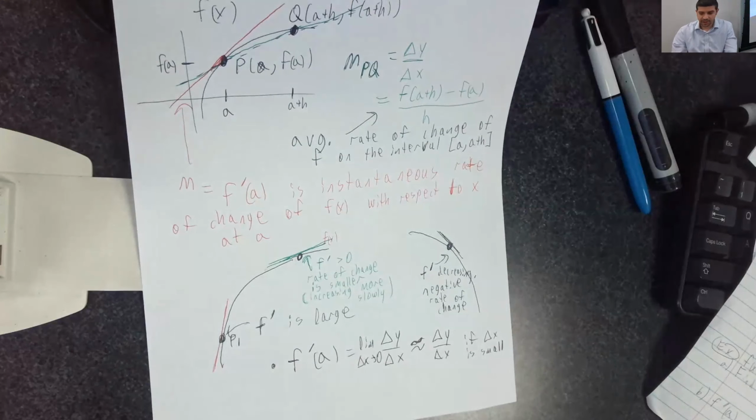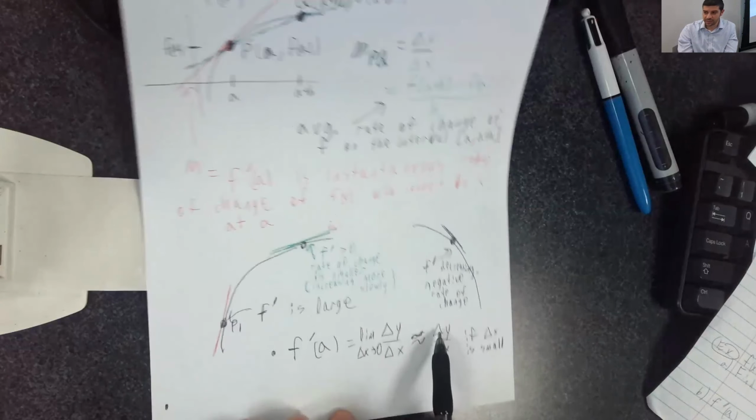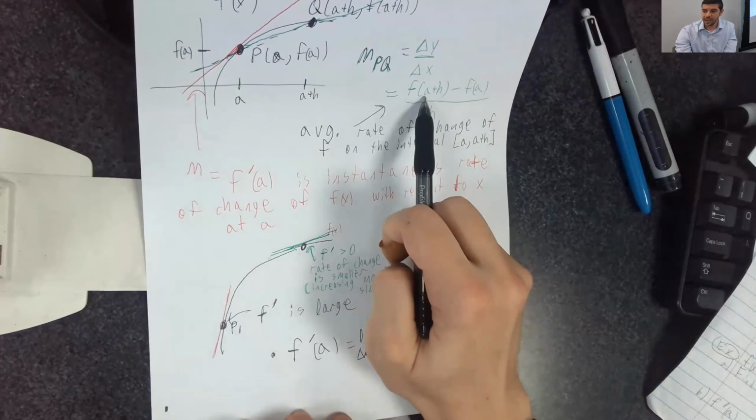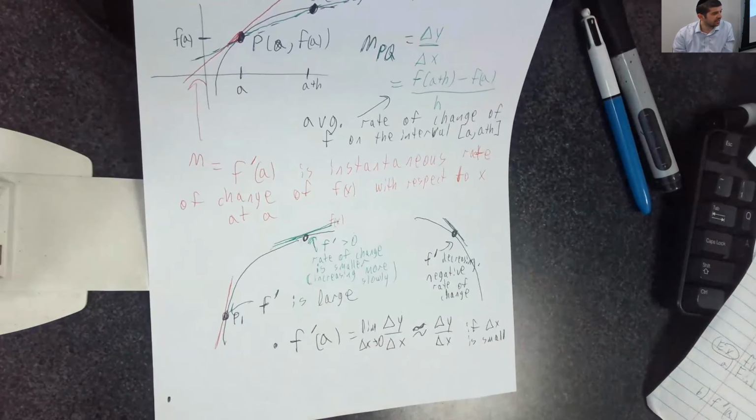So it's basically what a derivative is. It's the rate of change. If we take the average rate of change from a to a plus h, and we let h go to 0, that gives us the instantaneous. But it's 0 over 0.